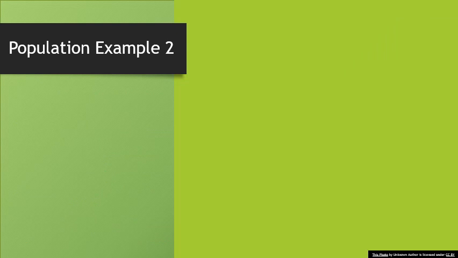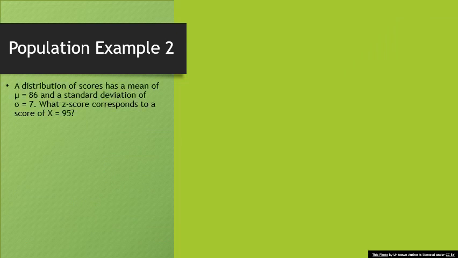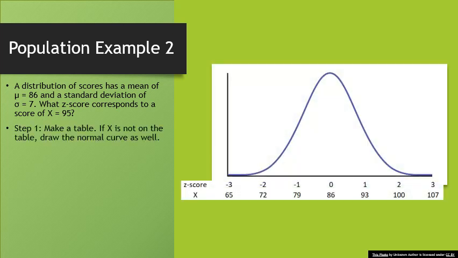So let's look at another example. A distribution of scores has a mean of 86 and a standard deviation of 7. What z-score corresponds to a score of x equals 95? Well, we're going to make a table, and the mean of 86 goes right under the 0 of the z-score, and then we count by sevens because the standard deviation is 7. Fill out the x scores. You're going to notice that a score of 95 is not on our table, so go ahead and draw the normal curve as well.